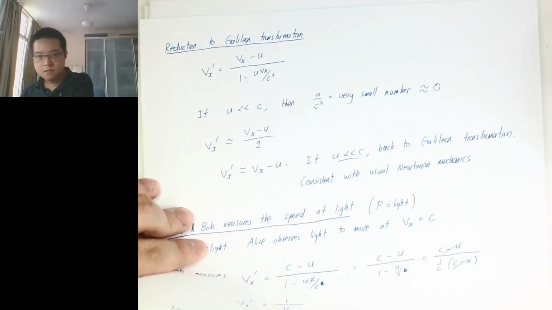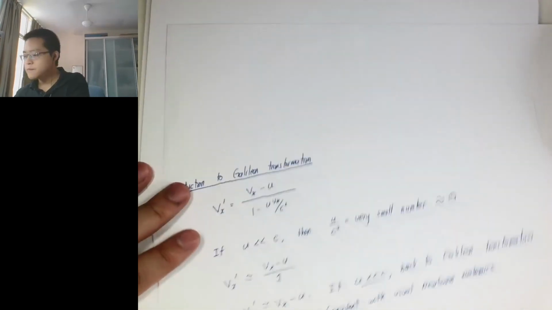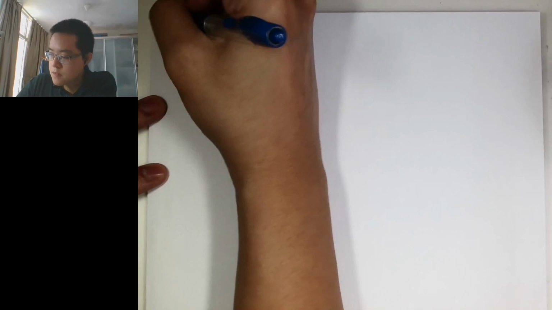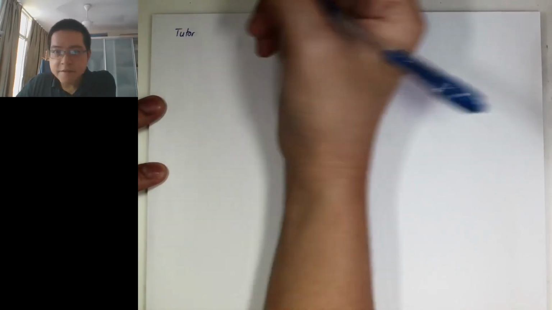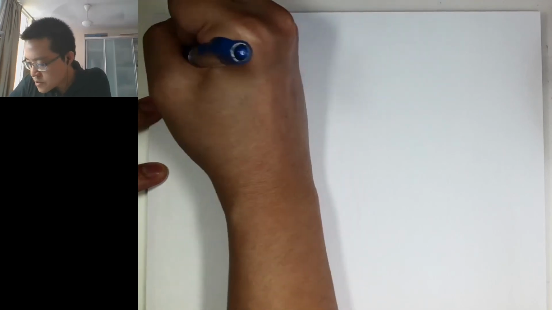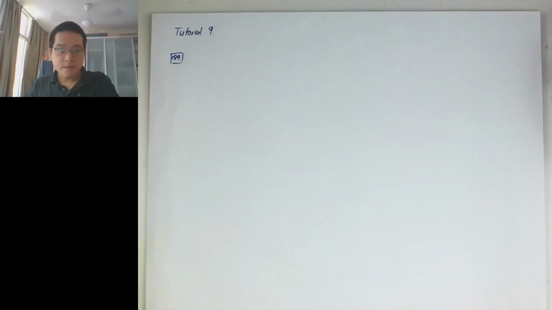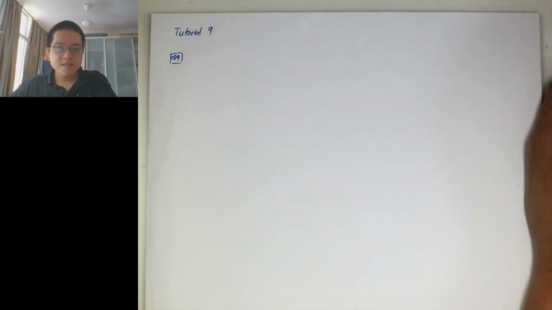Brightness. Okay. Tutorial 9, we stopped until the interference part, right? So tutorial 9, question 9. Okay, any other question to get started? Okay, so tutorial 9, yeah.